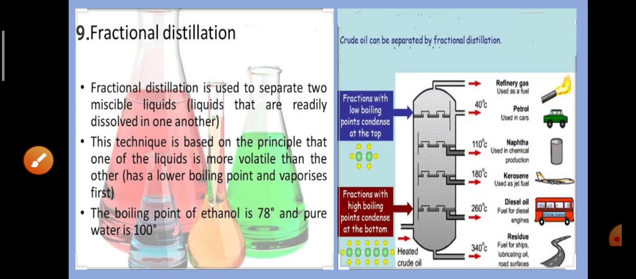The boiling point of ethanol is 78 degree and pure water is 100 degree. Then obviously ethanol will evaporate first. Here in the example we can see crude oil is being separated by this method. The constituents of it which have less boiling point evaporate first, and the method continues.